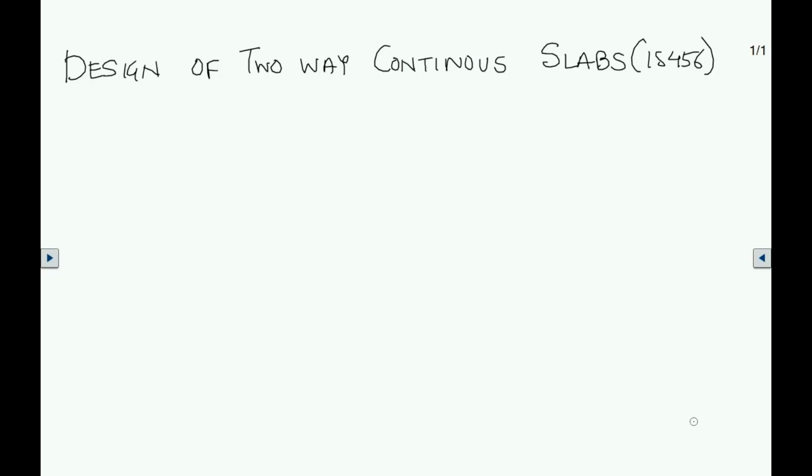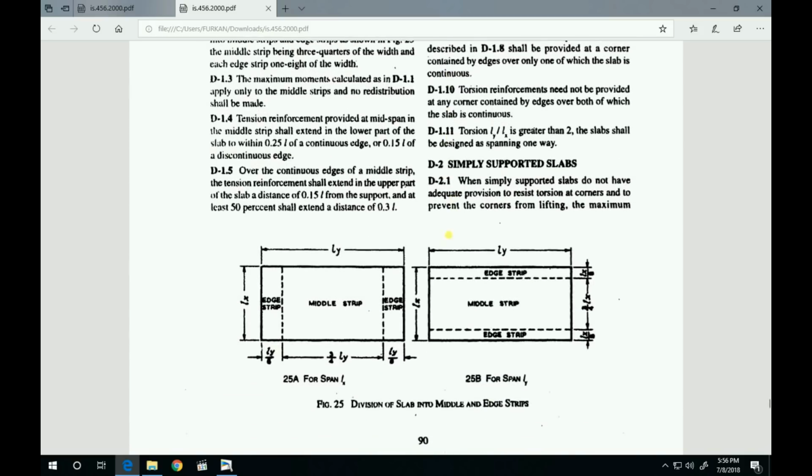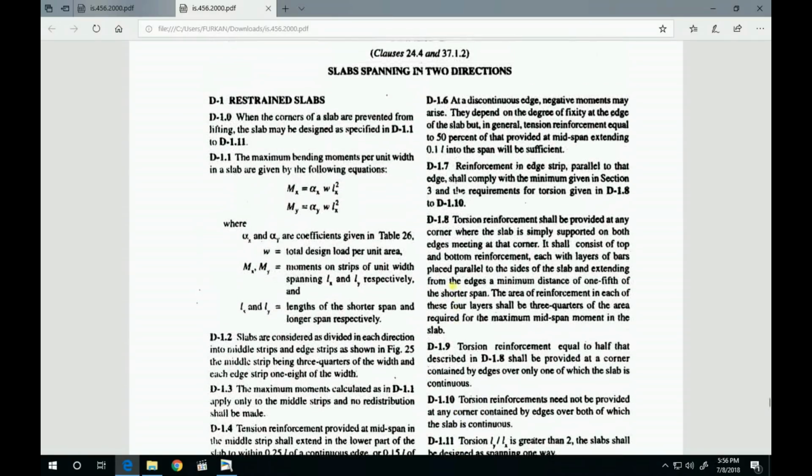A complete detail of this is given in the IS code, page number 90, annexure D. I'll show you that. So here it is, it's in annexure D, on page number 90. I'll quickly go through all the important points.